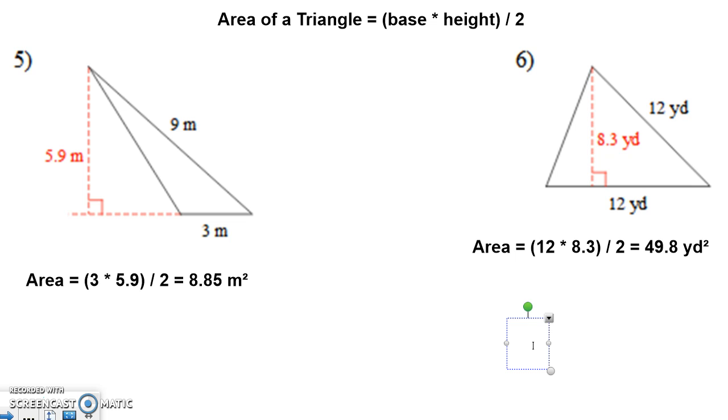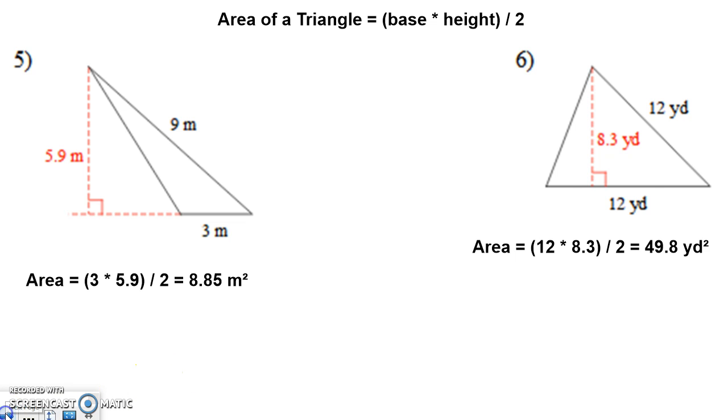So that's the area of a triangle. Figure out your base, figure out your height, multiply them together, divide by 2. Again, the easiest way to see the base and the height is to realize that they run into each other. They make a right angle. They're perpendicular to each other. And then you never have to use that extra information. It's just there to throw you off.